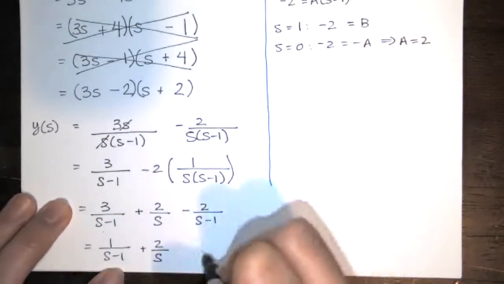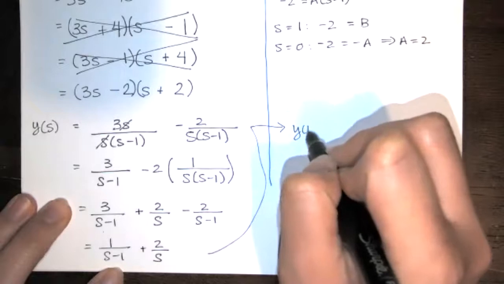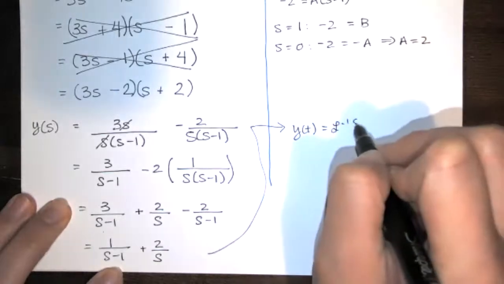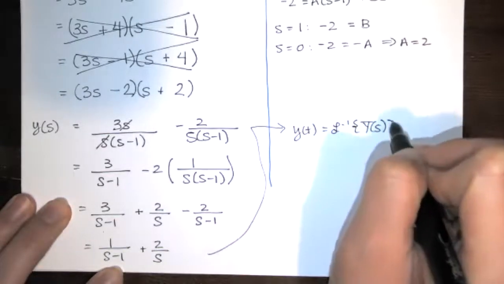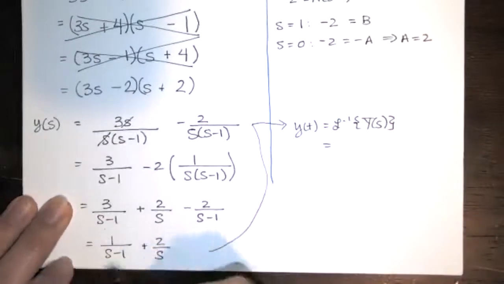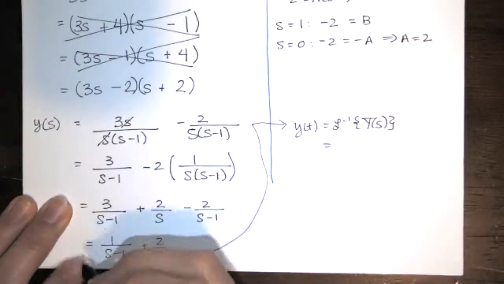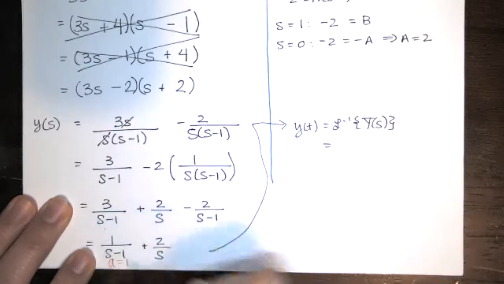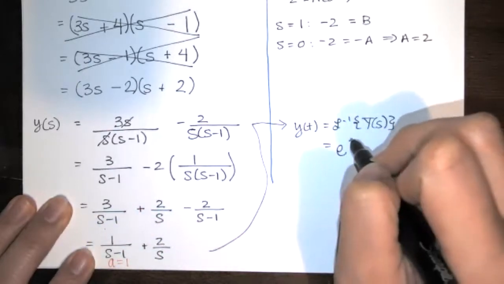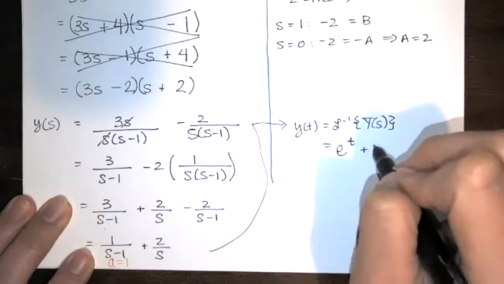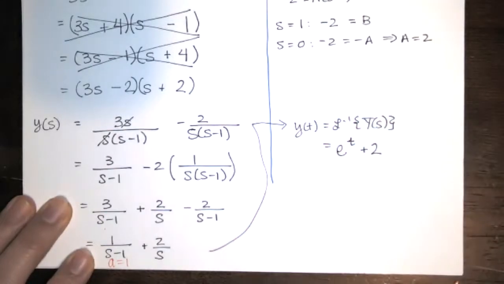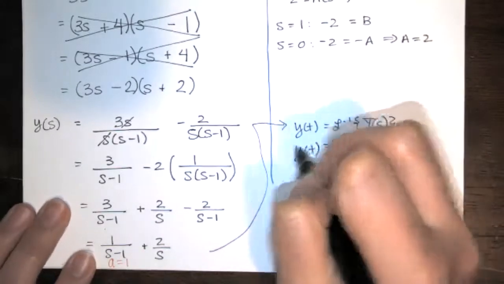So that is our y of s. y of t is the inverse Laplace transform of y of s. Inverse transform of this piece, that's 1 over s minus a, where a equals 1. It's going to be e to the a t, so it'll be e to the 1t, plus 2 times the inverse transform of 1 over s, which is just 1. So y of t is equal to this.